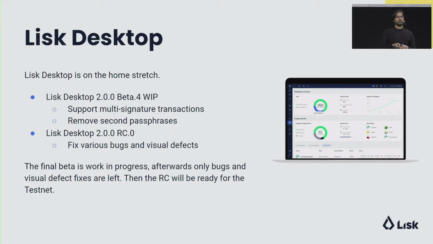In the coming days, Lisk Desktop will be working on the beta 4 release. The development is already in progress, where they'll be working on support for the new multi-signature transactions and removal of the second passphrase. After the beta releases are done, Lisk Desktop will be prepared for the testnet release, where we will only fix bugs and visual defects. That means by this phase, the desktop will be ready for the testnet release.